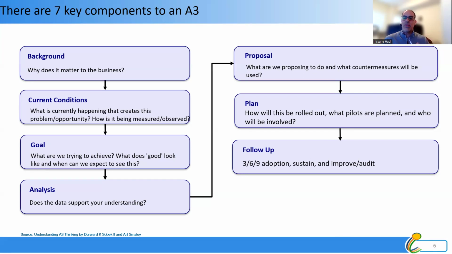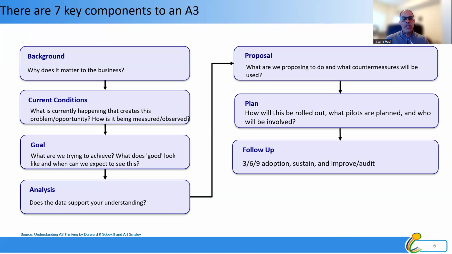It includes relevant content such as how the problem was discovered, who is involved, and any past performance data. Next, we describe the current condition. Here we outline what is currently happening that creates the problem or opportunity. We also include key performance indicators, or KPIs, to show how the current situation is being measured or observed.